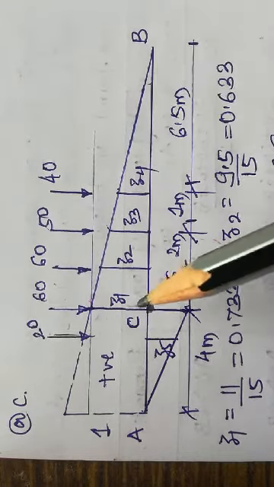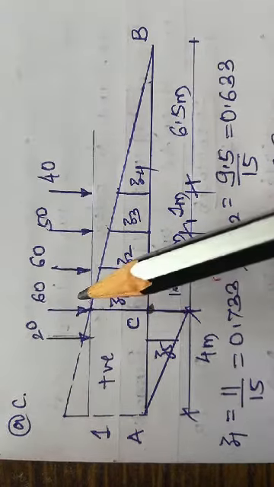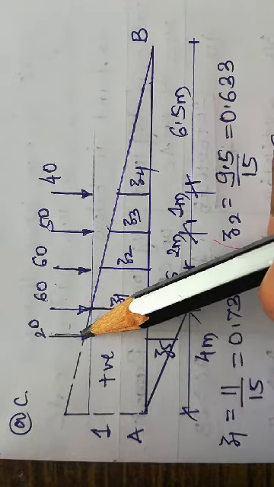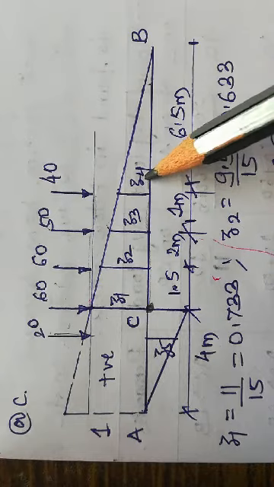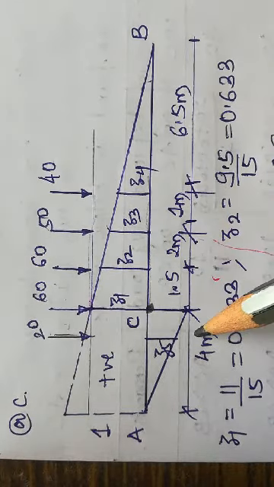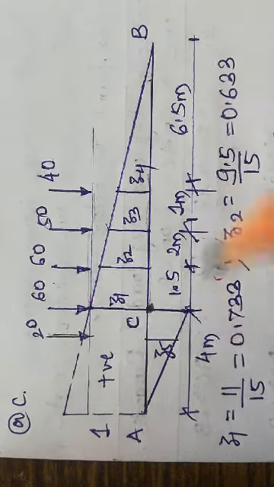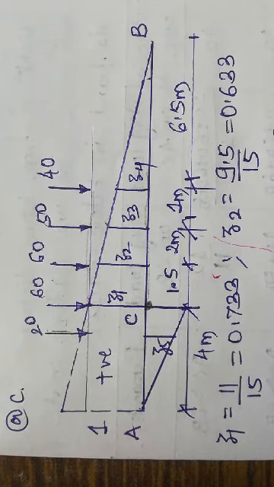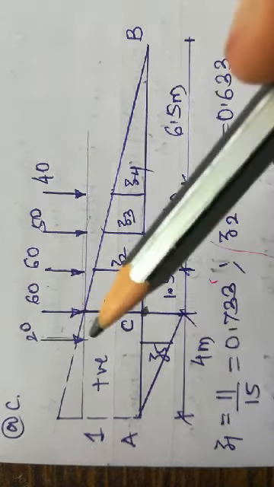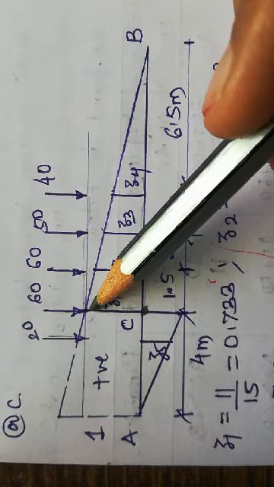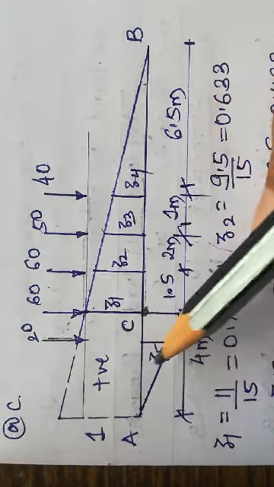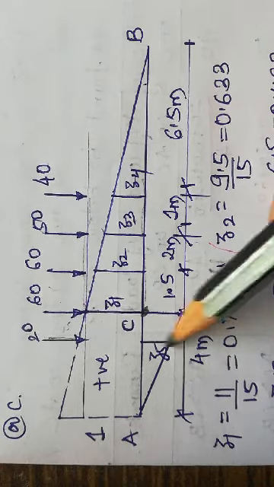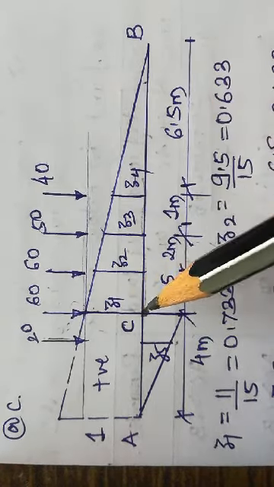Now check over here. Except 20, all these ordinates will be positive ordinates. Only the 20 kilonewton will have the negative ordinate, because this 20 kilonewton will be contributing to the negative shear force, not to the positive shear force.